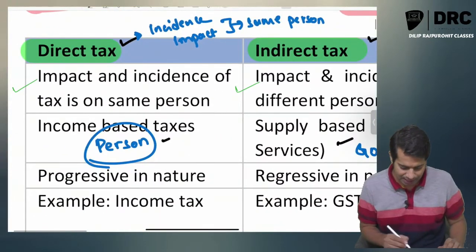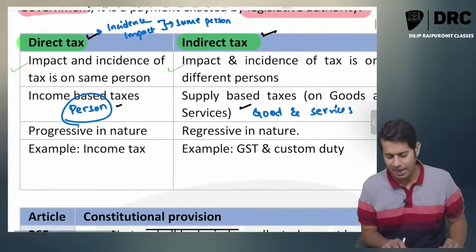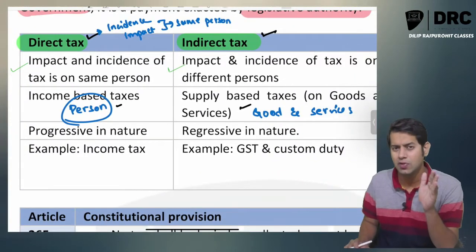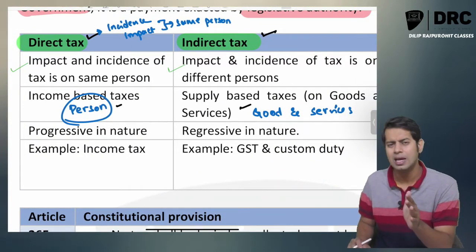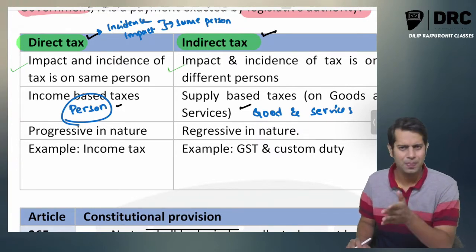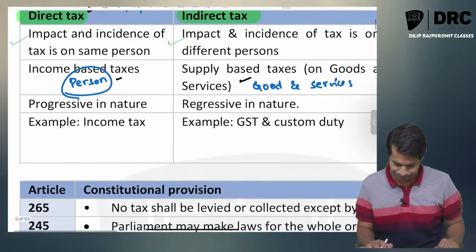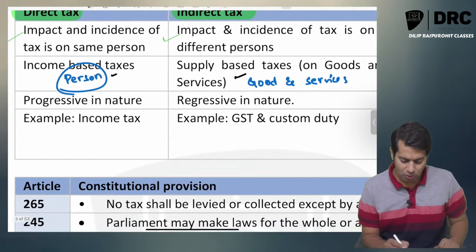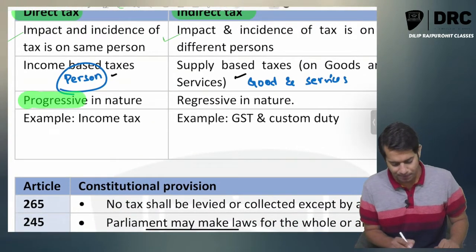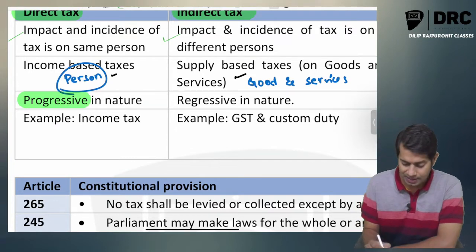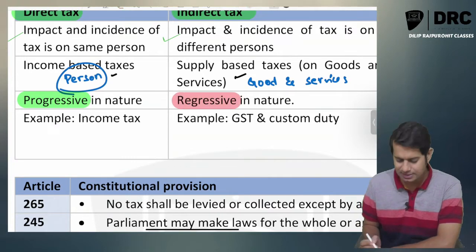So direct taxes are income based. It is a tax which is collected from the individual. Only if you are earning an income, you have to pay the taxes. And indirect taxes are supply based. If you are supplying goods or services, you will have to pay the taxes. Now, one of the beauties of direct taxes is that it is progressive in nature, whereas indirect taxes are regressive in nature.